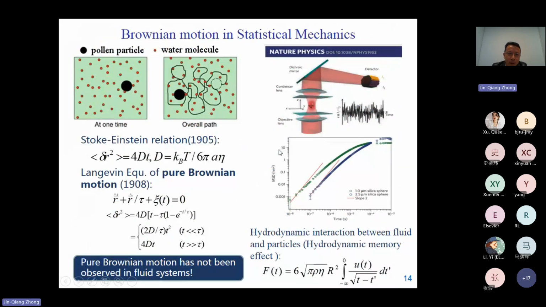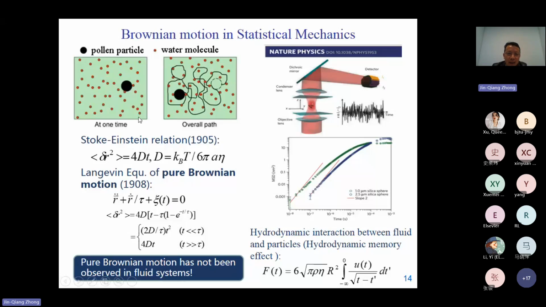In this slide, I give you some details about Brownian motion in statistical mechanics. Contemporary study of Brownian motion began with Einstein in 1905. In 1908, Langevin established the equation of motion for Brownian particles. He predicted that the MSD of the particles increases as t squared at short time, and increases as t for long time. This kind of random motion is called pure Brownian motion.